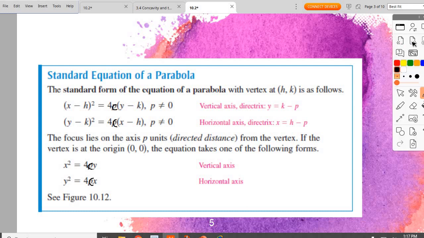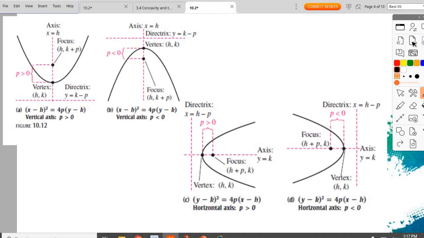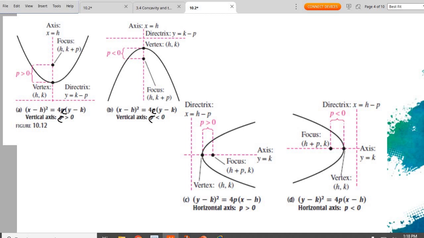Okay. On your paper, you have something that looks similar to this. Okay, so notice that if I have an up and down parabola, it's going to be the x minus h squared. So my x is what's going to be squared. If my c value is positive, then it's going to point up. If my c value is negative, it's going to point down.